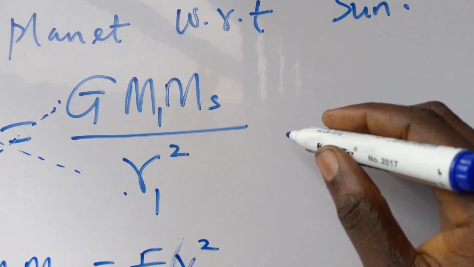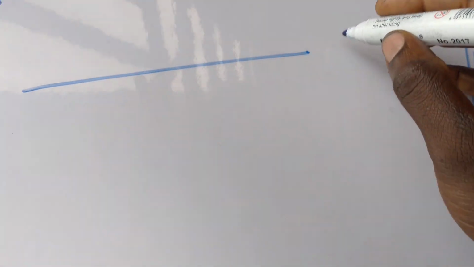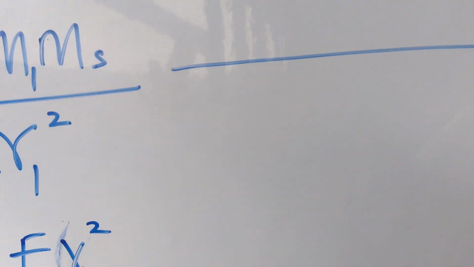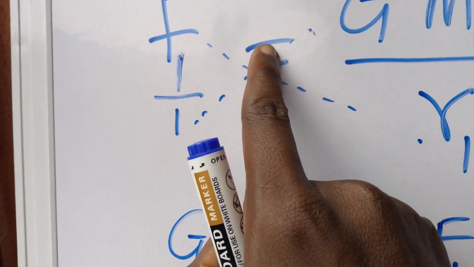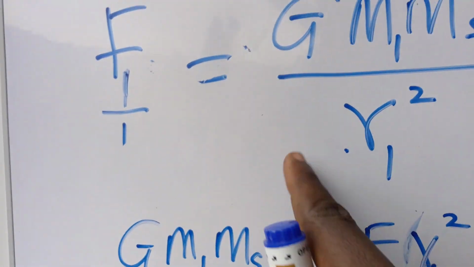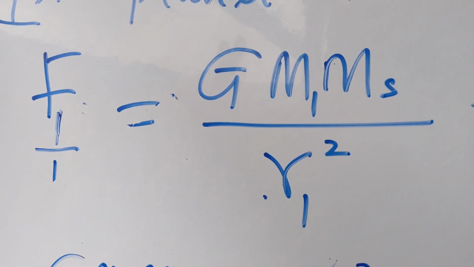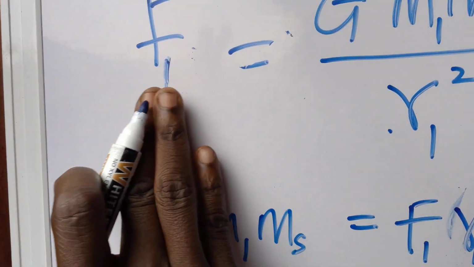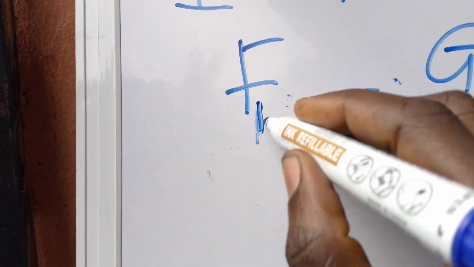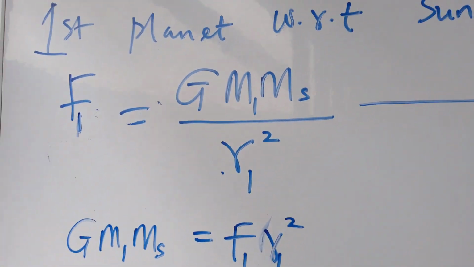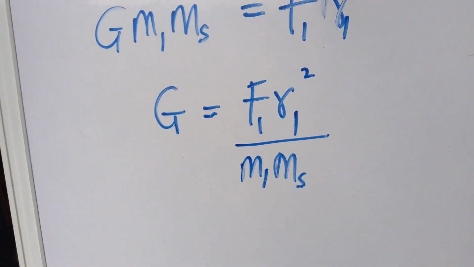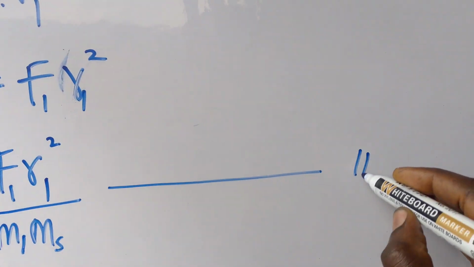All right, so I can call this equation 1. Equation 1 is F1 equal to G m1 ms over r1 square. This is the first equation, where I made F1 the subject of the formula. I can call this equation 2 if I want.